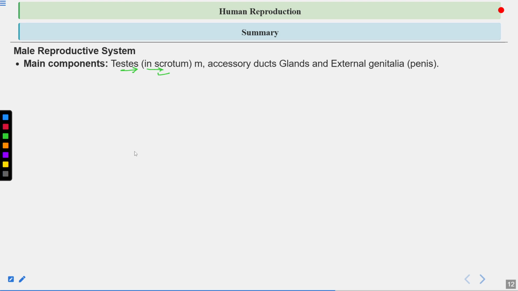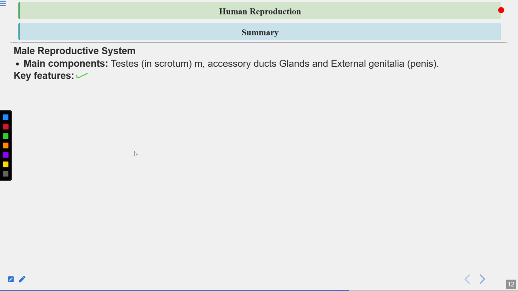Then the male reproductive system consists of accessory ducts, which are rete testis, vasa efferentia, epididymis, and vas deferens. Then accessory glands, which are seminal vesicles, prostate gland, and bulbourethral gland. Then the external genitalia, which is known as the penis. So you should know the function of accessory ducts. They help in the transport, storage, and maturation of the sperm. The secretion of the accessory glands is known as the seminal plasma. It is the major constituent of the semen. Then the penis is the copulatory organ, and the erection of the penis is very important for the process of insemination.